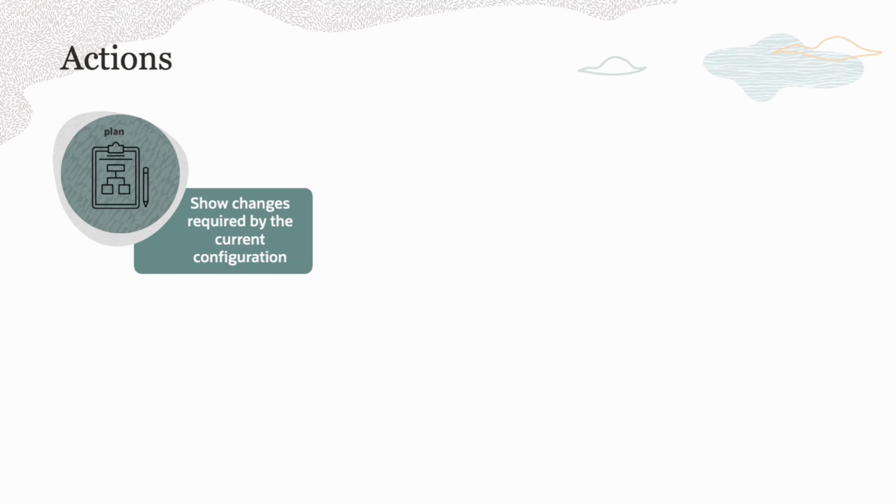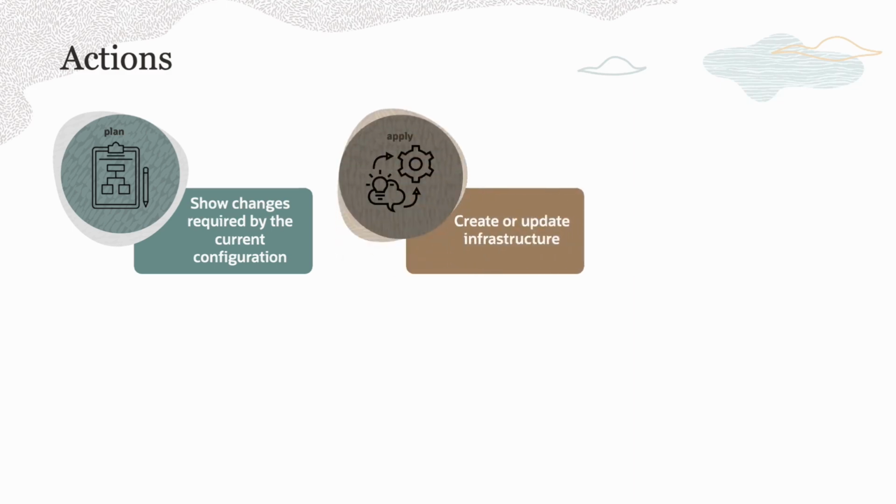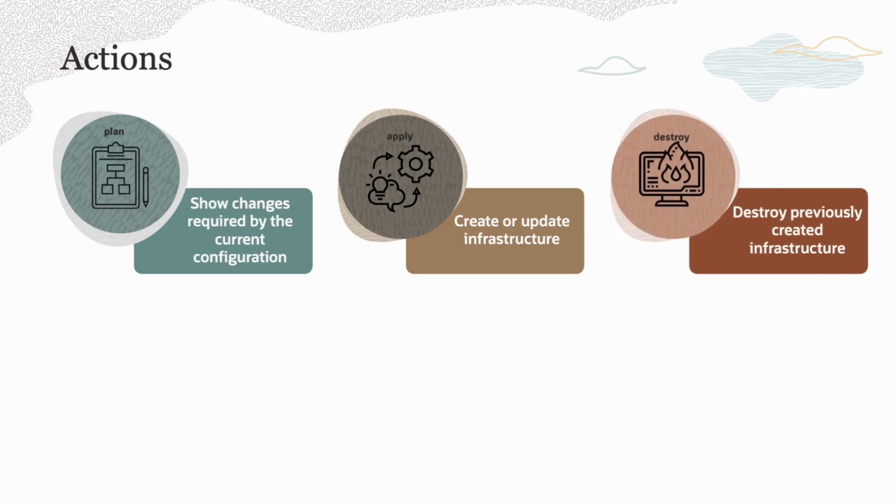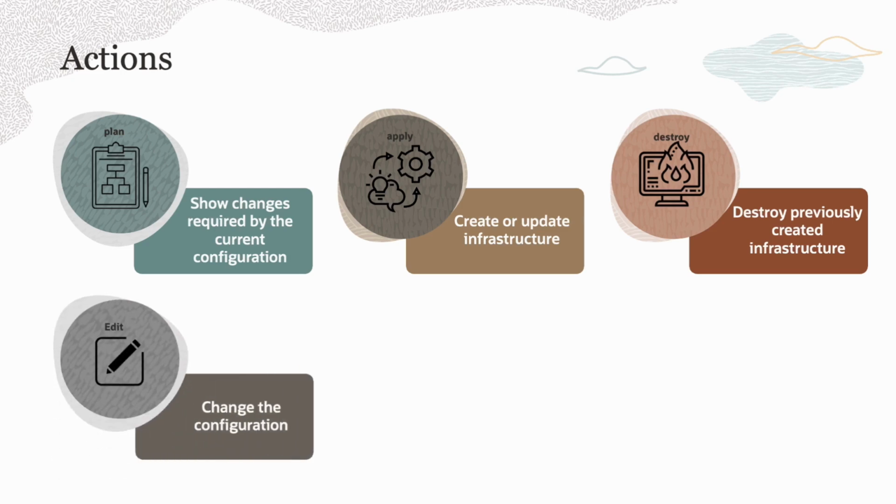Plan. This action shows the changes required by the current configuration, helping you understand what will be created, updated, or destroyed before making an actual change. Apply. This action creates or updates your infrastructure based on the configuration you've defined. Destroy. This action destroys previously created infrastructure, allowing you to clean up resources that are no longer needed. Edit. This action allows you to change the configuration, providing flexibility to adapt to new requirements or adjustments.